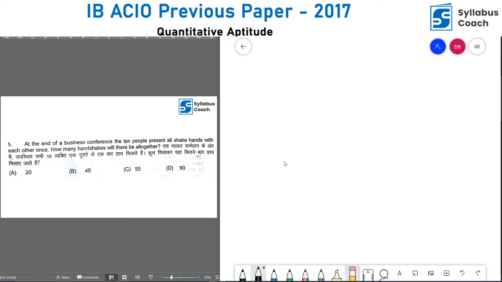Welcome back, students. Let's now try to understand one more question. This question involves the concept of handshakes. Before we solve this question, let's quickly have an understanding of this particular concept.